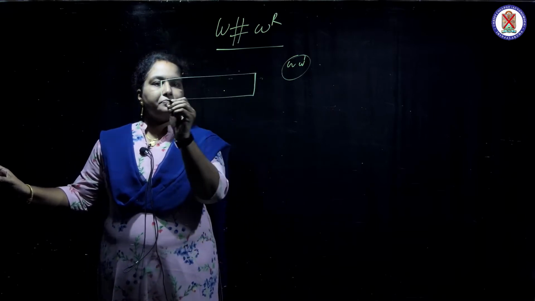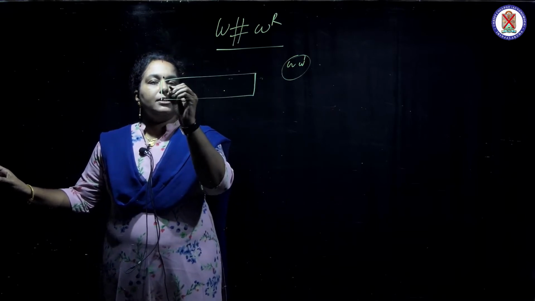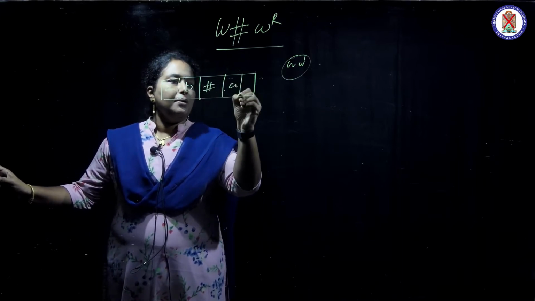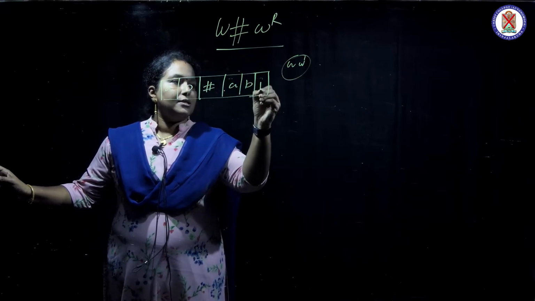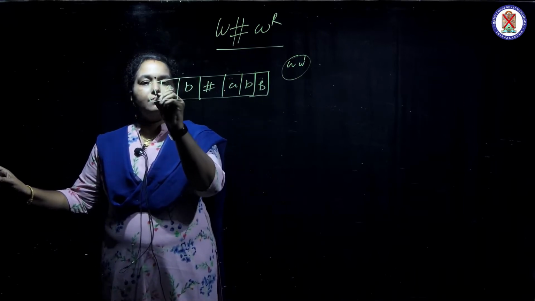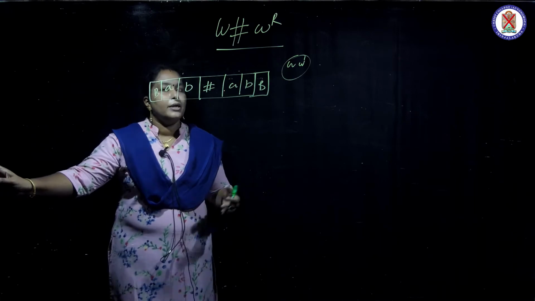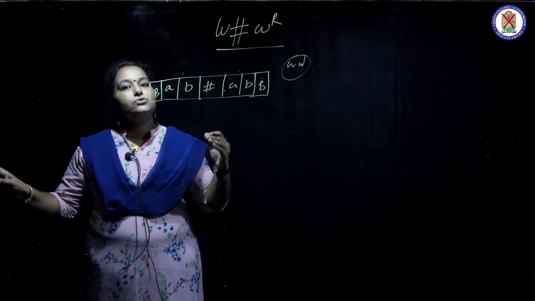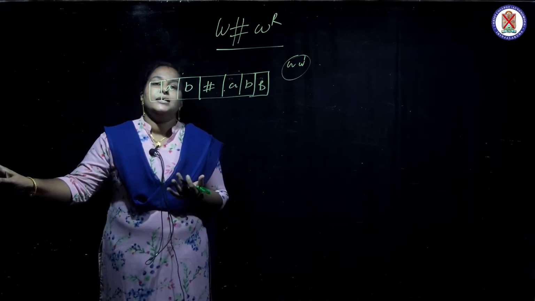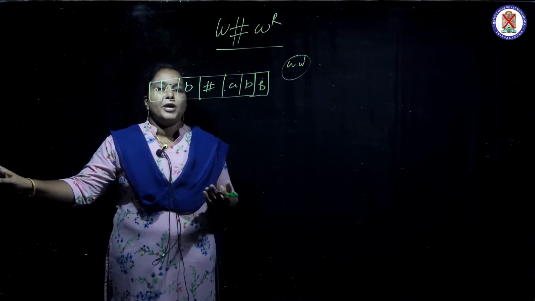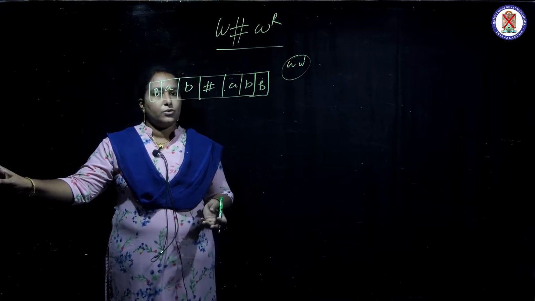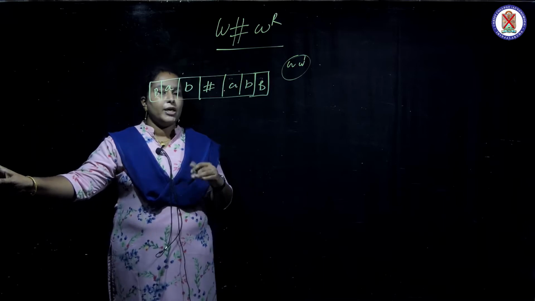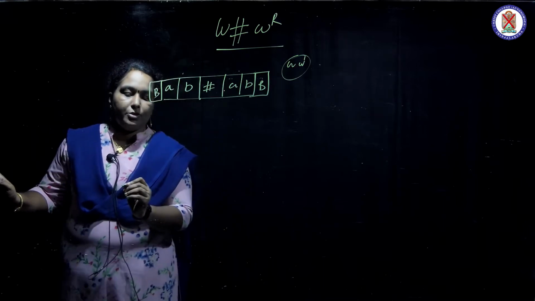Look at here, I am writing AB hash AB, with blanks on both sides. Till now, when we saw a raised to n, b raised to n, and a raised to n, b raised to n, c raised to n, it was a deterministic Turing machine. Now we are moving to the non-deterministic Turing machine because both A's and B's combinations are coming. So we can look at how the non-deterministic Turing machine will work.